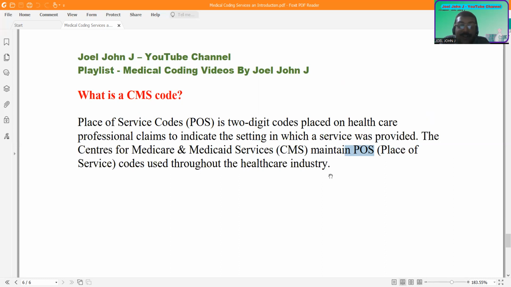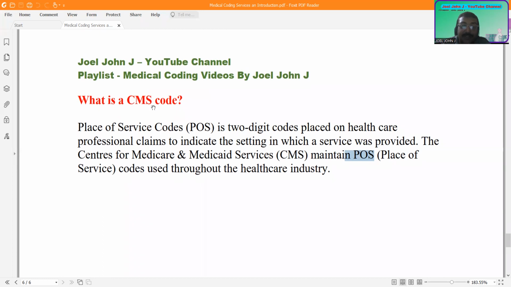You have to be very careful on that, because this is also a question they ask. Sometimes they will say that the CPT code is not consistent with the place of service. This error also will come to the coding team. So for senior people, they will expect you to know that POS stands for place of service.